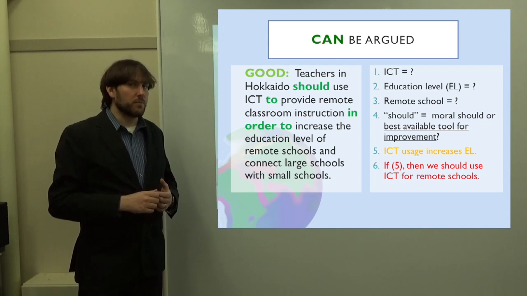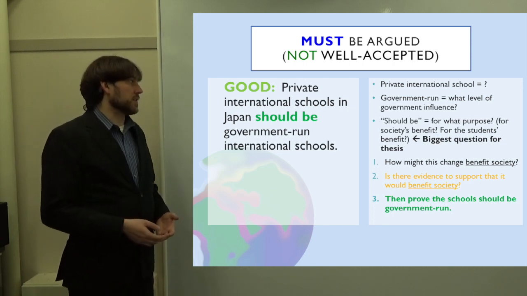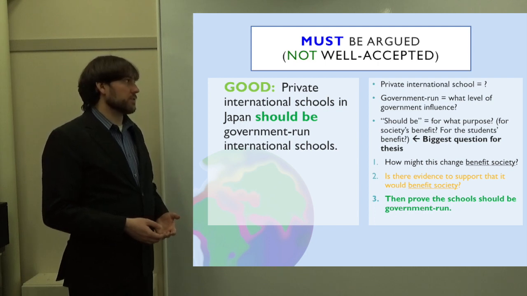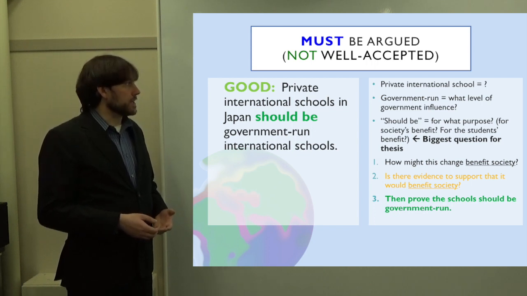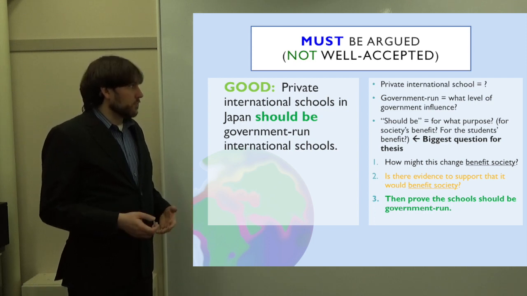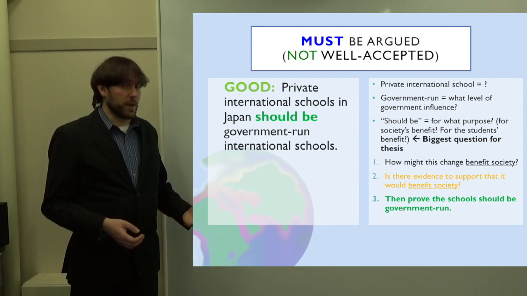So we'll look at 1 or 2 more, and hopefully that'll be enough to get you started. Here's one that would have to be argued because it's not well accepted. So private international schools in Japan should be government-run international schools. We're going to have to define what a private international school is. So that's a little bit harder than it might seem. There's probably a lot of things that would qualify as private international schools depending on the definition. Second, we'll have to see, what does government run mean? Does government run mean the government makes every choice?